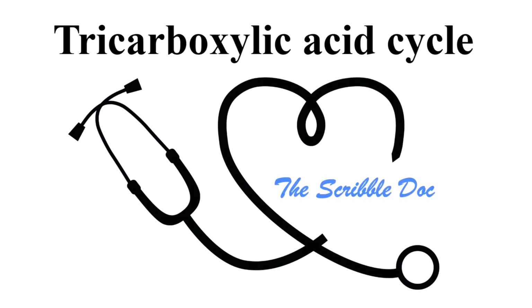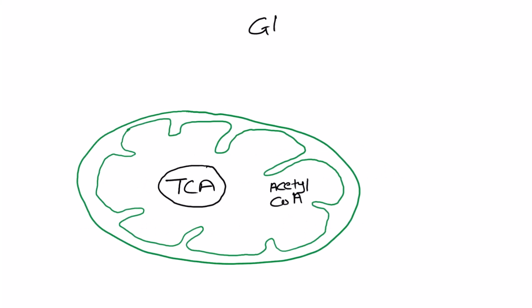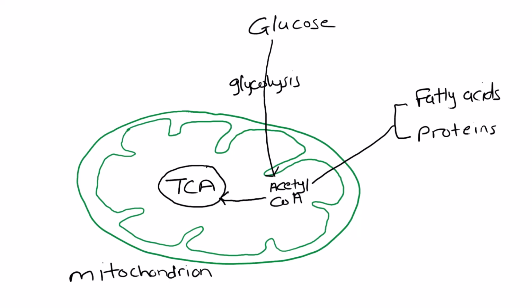Welcome to my channel. Today I am going to talk about the tricarboxylic acid cycle. The tricarboxylic acid cycle, also known as the citric acid cycle or Krebs cycle, is a key metabolic pathway that connects carbohydrates, fats, and protein metabolism. It is a central hub in cellular respiration, linking glycolysis and the electron transport chain. In eukaryotic cells, the citric acid cycle occurs in the matrix of the mitochondrion.